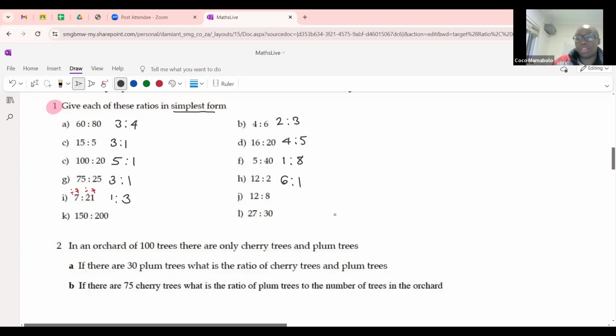All right. Give me J. 3 is to 2. Good. And what about K? 3 is to 4. Beautiful. And the last one? 9 is to 10. Beautifully done, my darling. Well done, guys.